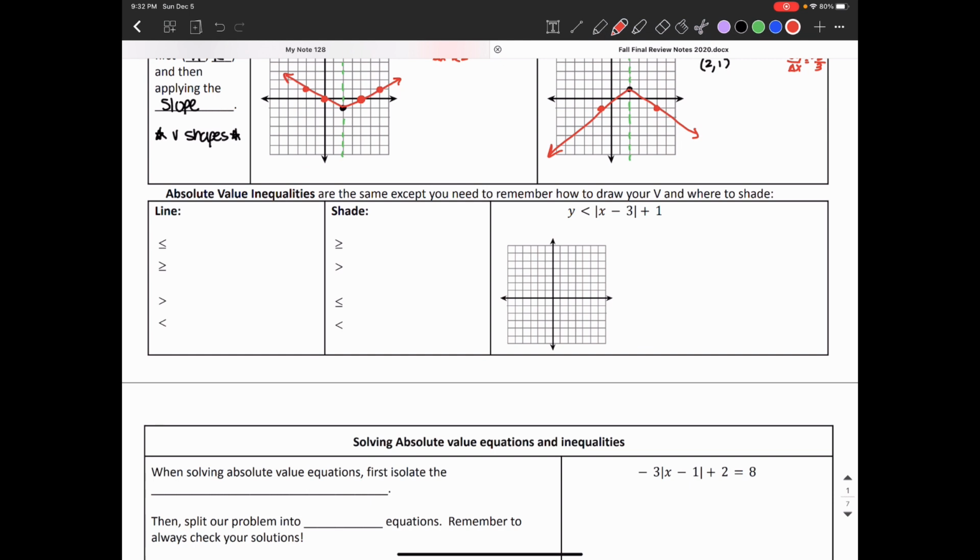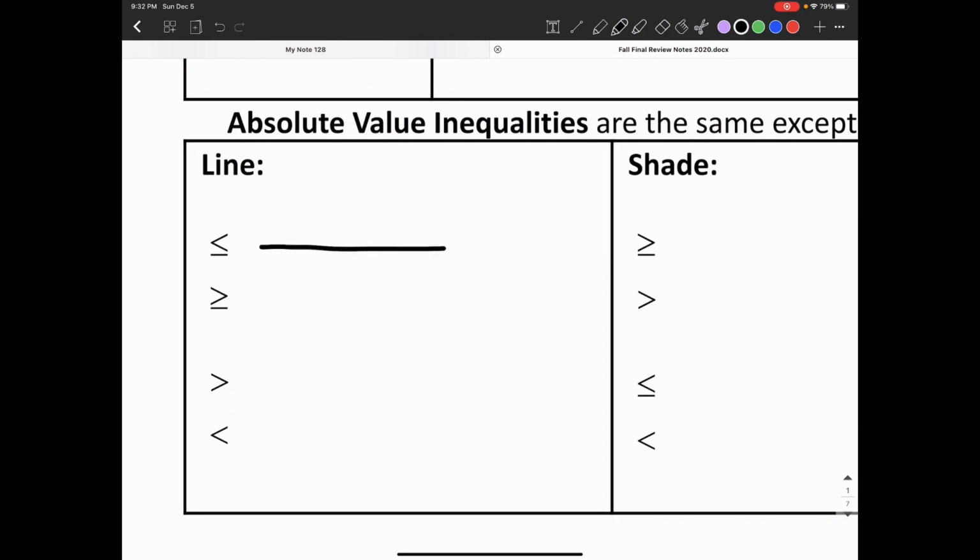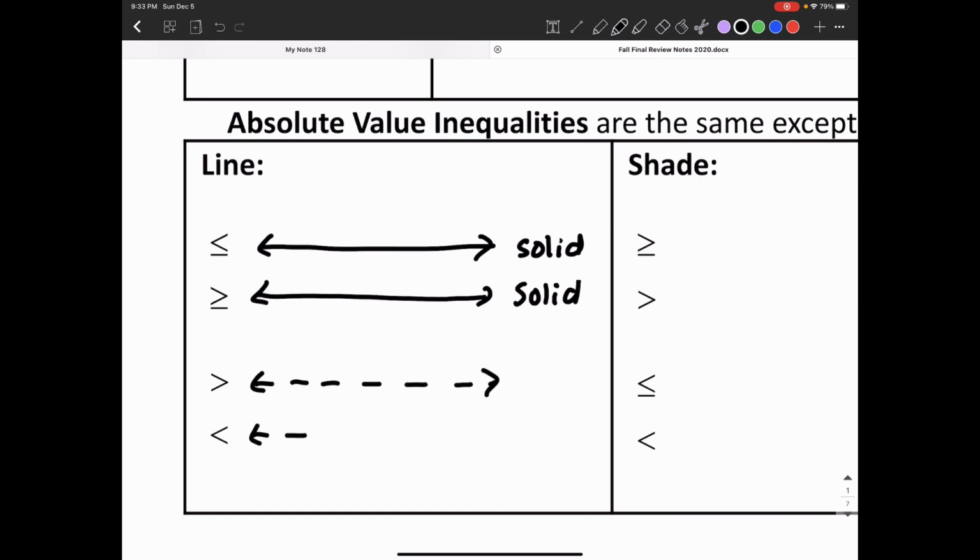The next thing I'm going to talk about is absolute value inequalities. First of all, what I want to talk about is the line itself. When I see less than or equal to or greater than or equal to, I know I have a solid line. When I have greater than or less than without an equal to sign, I know I have a dashed line because it means that the line itself is not included. Solid means the line is included. So I put a dashed line when it's not included, solid line when it's included.